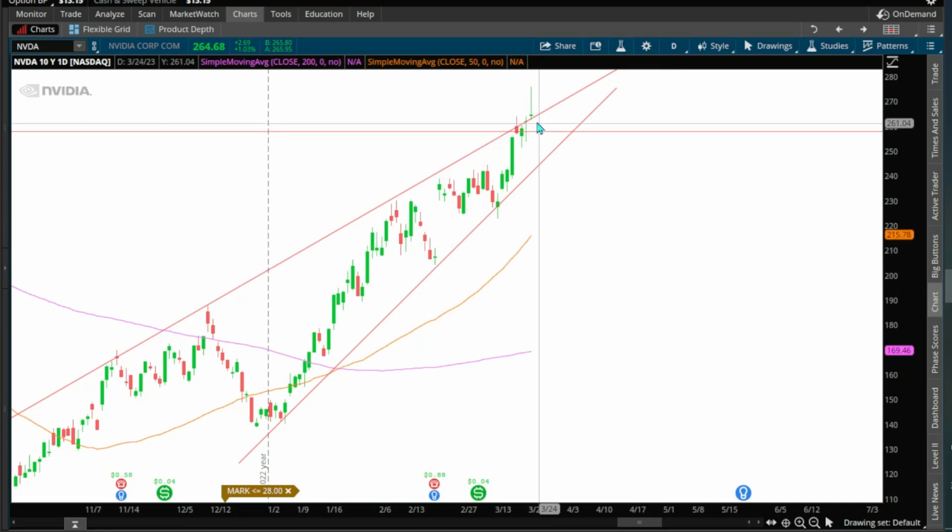So yeah, obviously, if we cut through this rising wedge, it would not be a good situation. We do have this 50-day moving average right around 215.78. Below that, the 200-day moving average is all the way down here at 169.46. So we are well above the 200-day moving average.